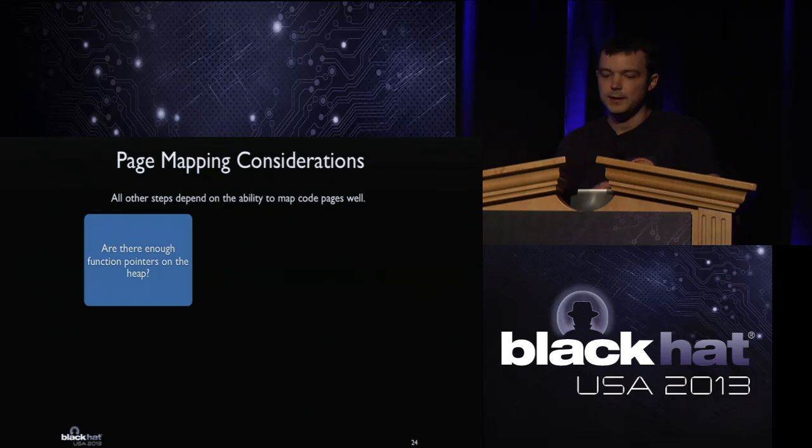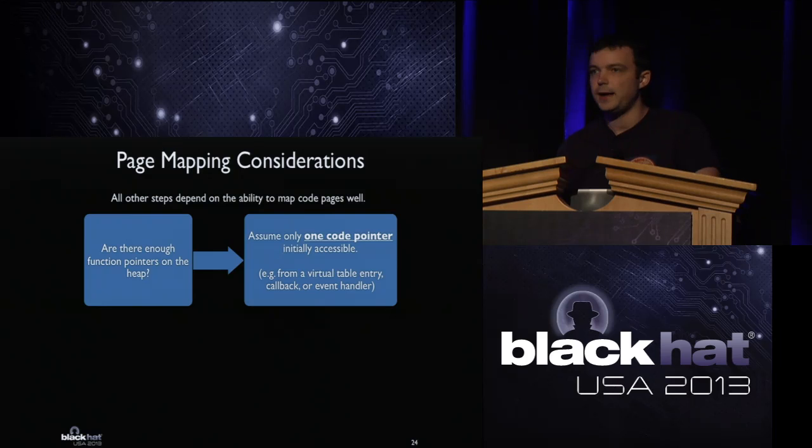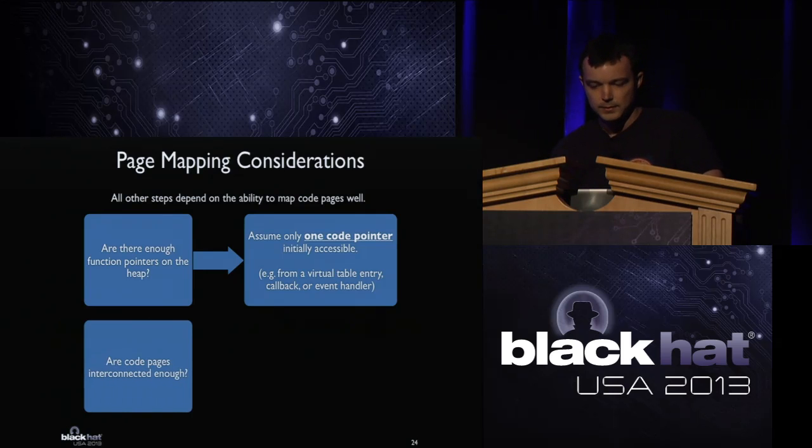So one of the questions that comes up is, are there actually enough function pointers on the heap or the stack that we can leak in order to map out a significant chunk of the application's memory? So we sort of took the easy way out of this question, and we just assumed for all of our experiments that you only need to leak a single function pointer. And you'll see what we did in our experiments in a second.